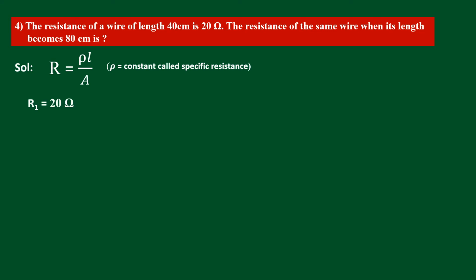Now let us see what is given in the problem. R1 is given as 20 ohms and L1 as 40 centimeters. R2 we have to find. L2 is given as 80 centimeters. Now what about A1 and A2?